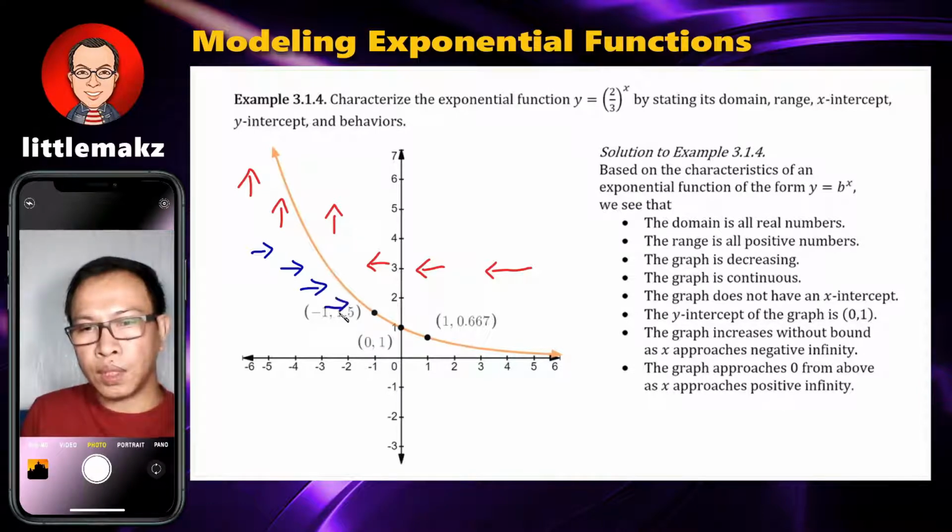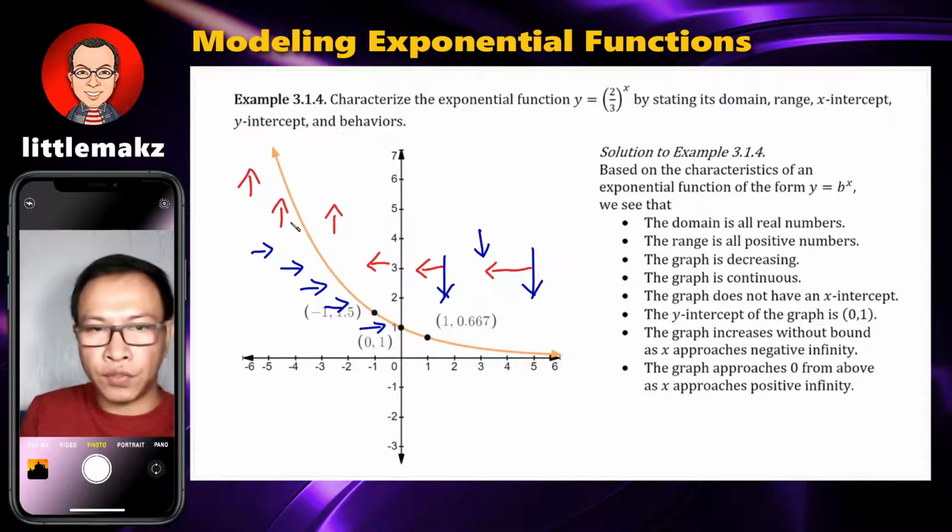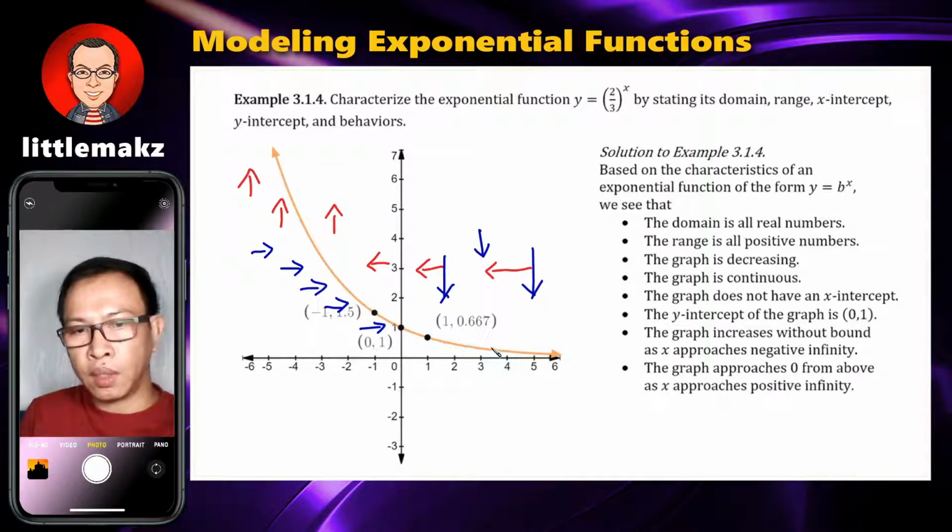You would also see that the graph approaches negative infinity up to this point only, so it doesn't actually go down beyond your x-axis. So it approaches 0. Later on you would know that 0 is what we call your asymptote. So that means the graph approaches 0 from above. From above means it comes from the positive infinity going down and approaching your 0.